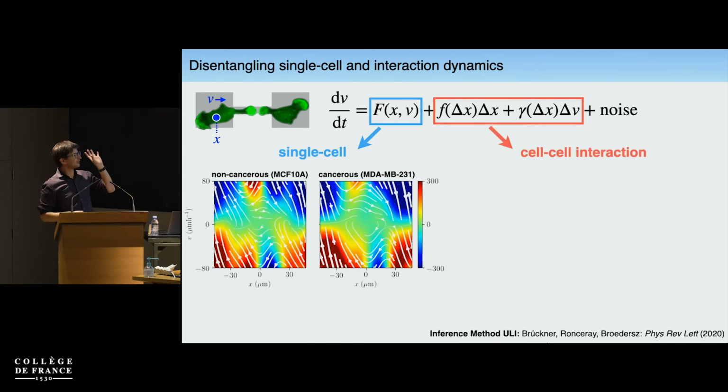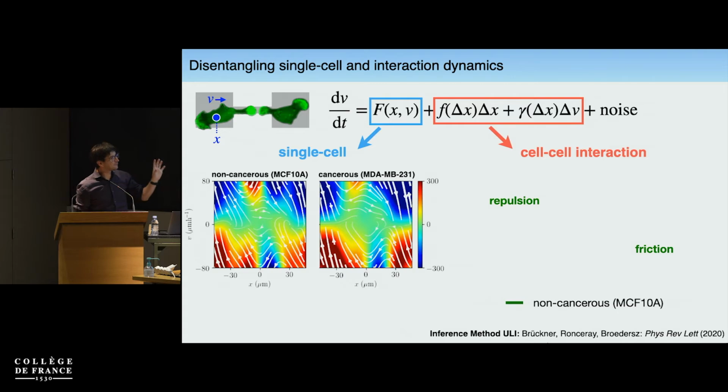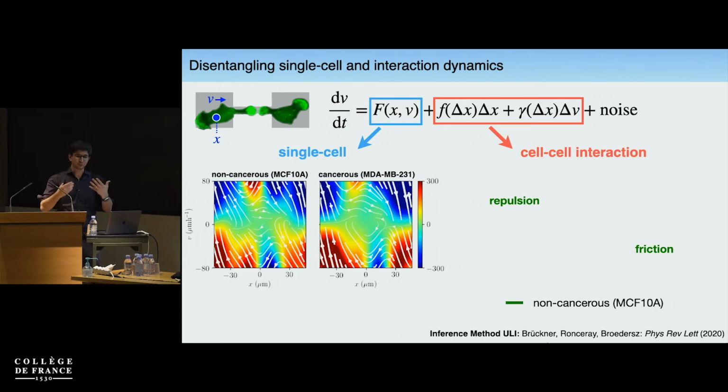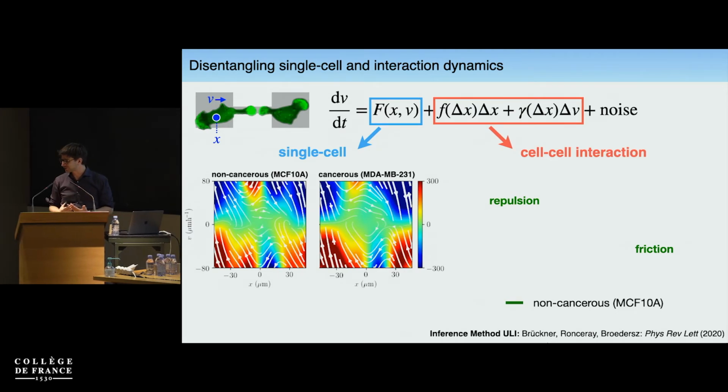When we do this for the MCF10A cells, what you would have seen if the graph would have shown here, is that the prefactor for the delta x term, so this f of delta x, is positive, and it peaks at a certain length scale. So this is a repulsive type of interaction. For the prefactor of the delta V term, we would find that it's negative everywhere and also peaks at a given length scale. So this is what you would expect for a friction-like interaction.